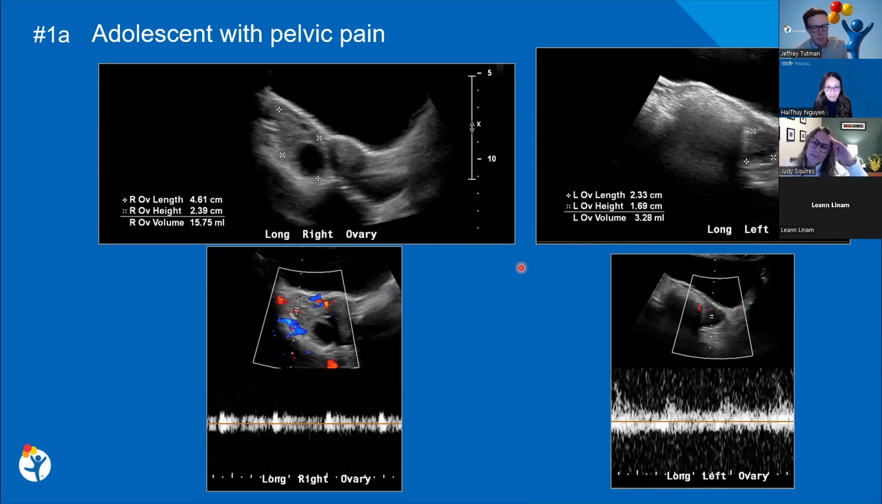Great idea. We have our techs ask the LMP and they put it on the face sheet of the ultrasound. And if the patient's on depot or hasn't started yet or something, they'll put that on the face sheet as well. So I would be curious with this case, you say this is an adolescent, but that's a pretty broad age range. Had this patient started her period yet? I don't recall.